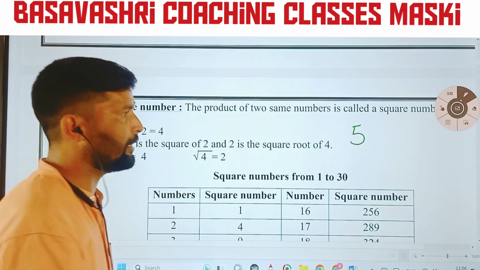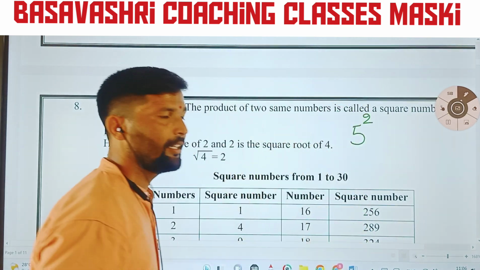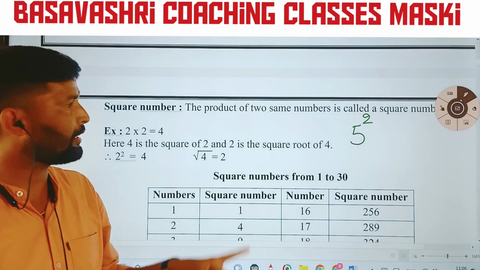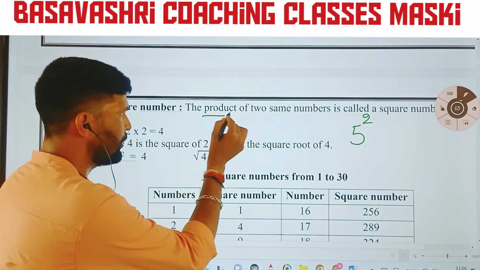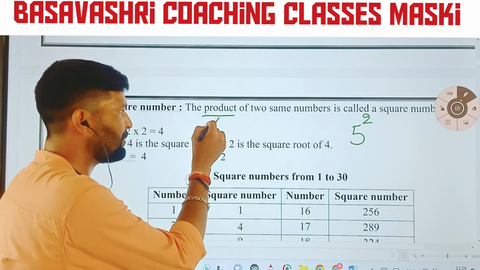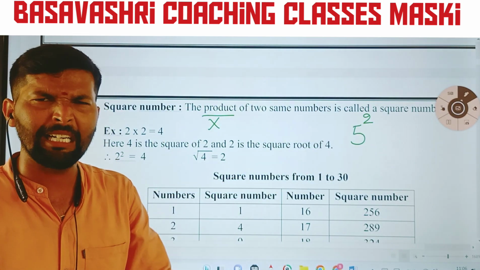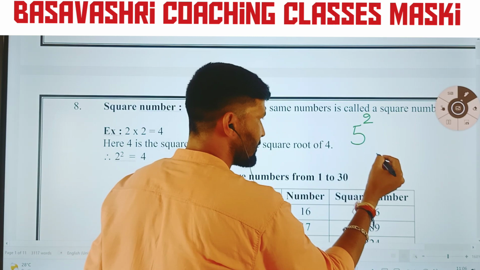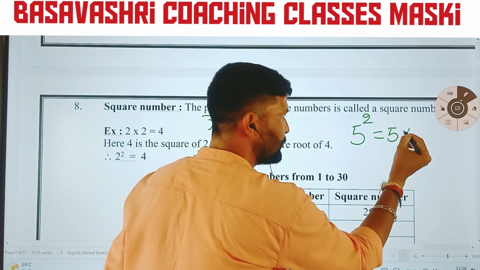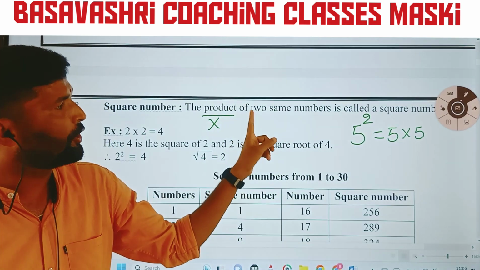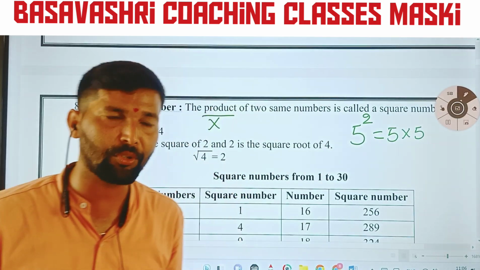So how to write the square? We have to square twice. Square means twice, so we have to multiply. The definition tells that the product. What is the product here? Product is nothing but the multiplication. The product of two same numbers. Yes, we have to take the 5 into 5. The 5 into 5.